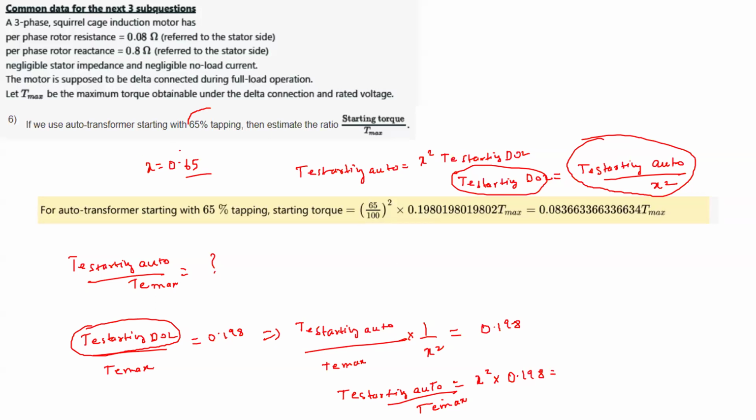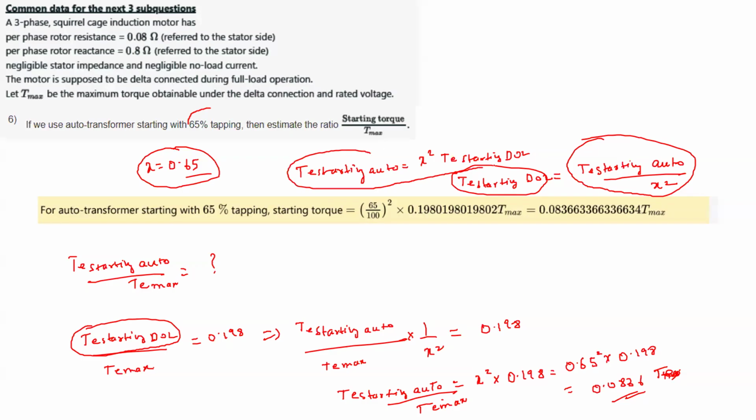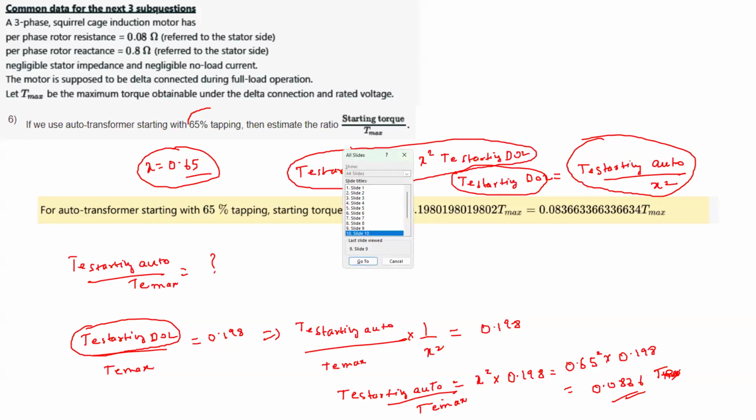So what is this x? x is 0.65. So here it is 0.65 square into 0.198. If you do this, you will get this value. This is also simple only. Just have to remember that T starting auto transformer is x square times T starting DOL. This is the only thing we need to remember. So this is clear, right? Abhitej or Nitin, if there is any doubt, please ask.